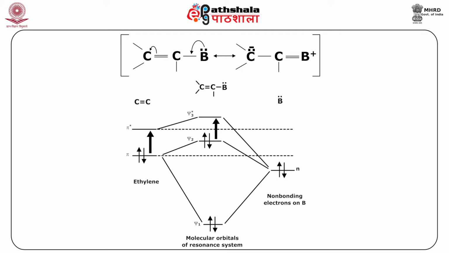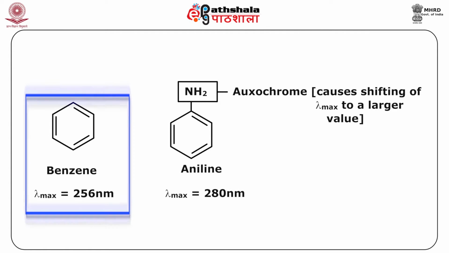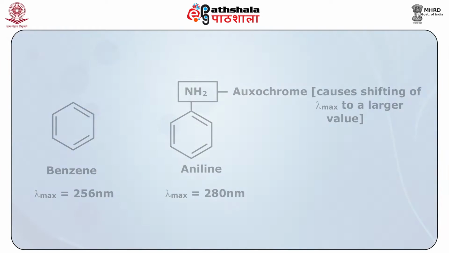Actually, the combination of chromophore and auxochrome behaves like a new chromophore having different value of absorption maxima. Now, for example, as you can see, the benzene here shows lambda max at 256 nanometer, whereas aniline shows lambda max at 280 nanometer. So, the addition of NH2 group has increased the lambda max value. Hence, the NH2 group acts as an auxochrome and causes the shifting of lambda max to a greater value.